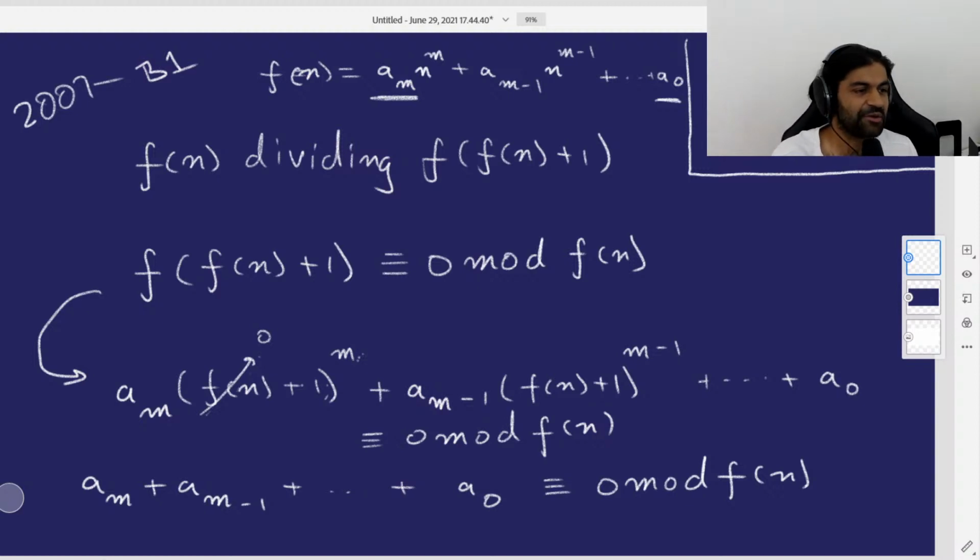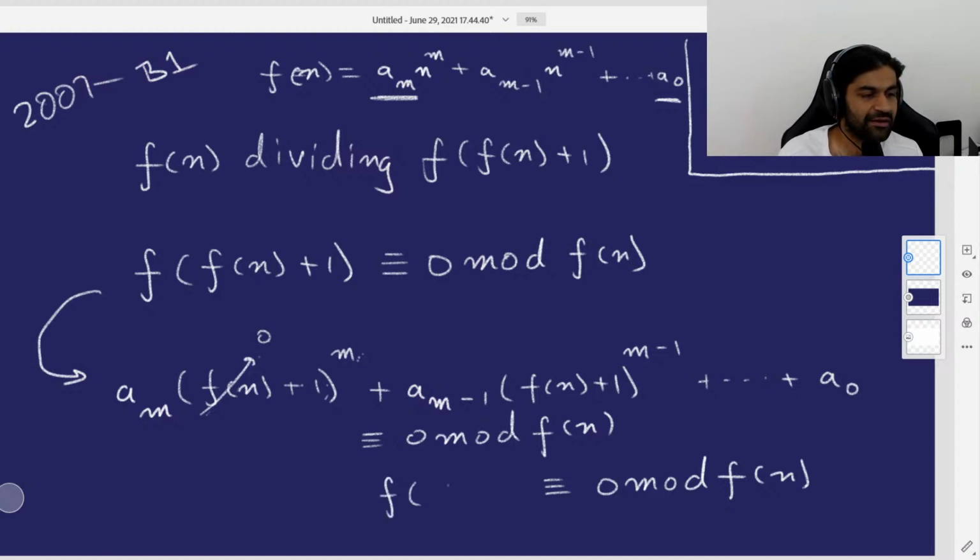All right. So notice, by the way, that a_m plus a_{m-1} plus all the way through to a_0 is just f of 1. The sum of the coefficients of the polynomial is the same thing you get when you plug in 1 into a polynomial. Okay. So f of n plus 1 being congruent to 0 mod f of n is the same thing as saying f of 1 is congruent to 0 mod f of n.